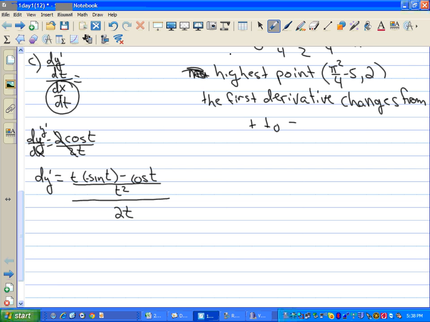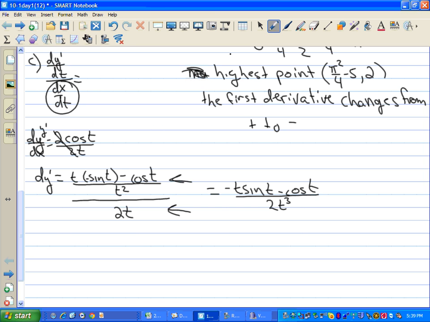So the top is the derivative of the first derivative, and then you put that over dx dt. That's how you find the second derivative using parametric equations. Now we can simplify this a little bit. We have negative t sine of t minus cosine of t, over 2t to the third. That's the second derivative, and we're trying to find inflection points.